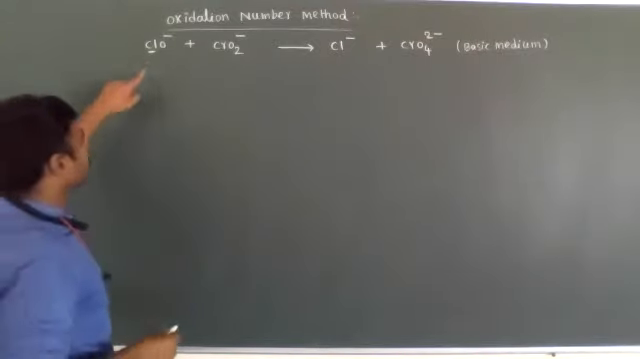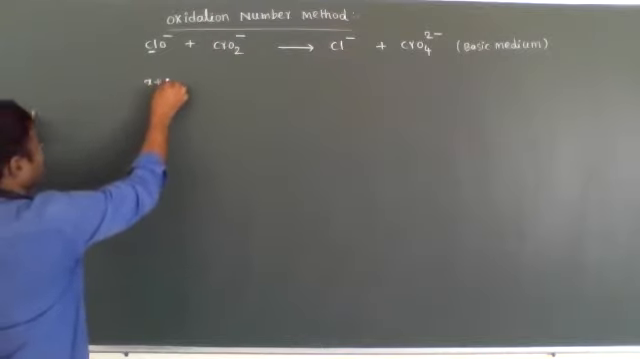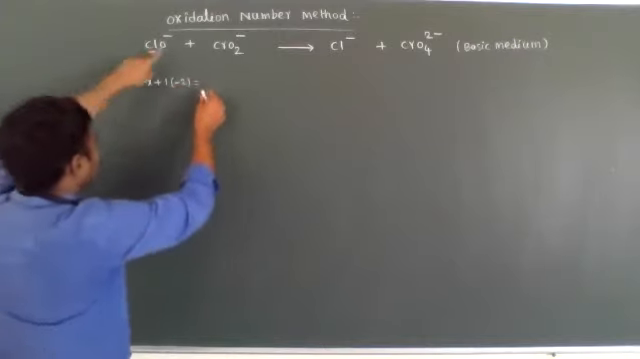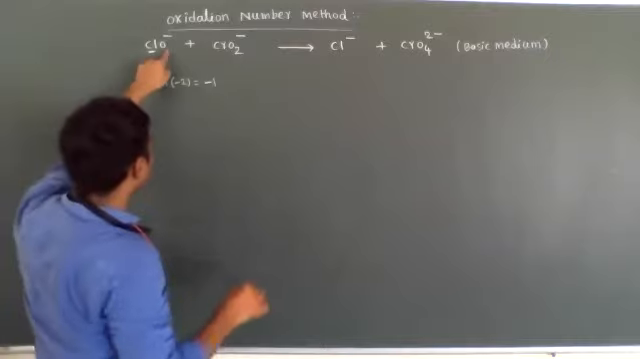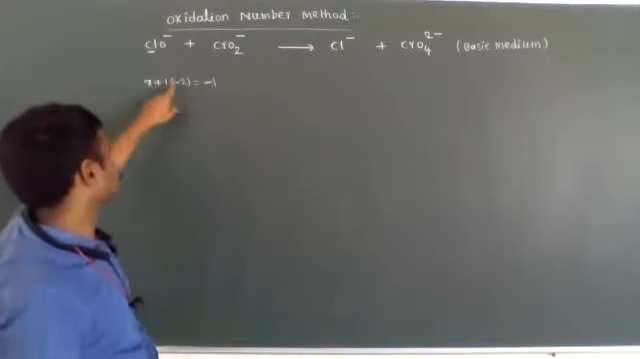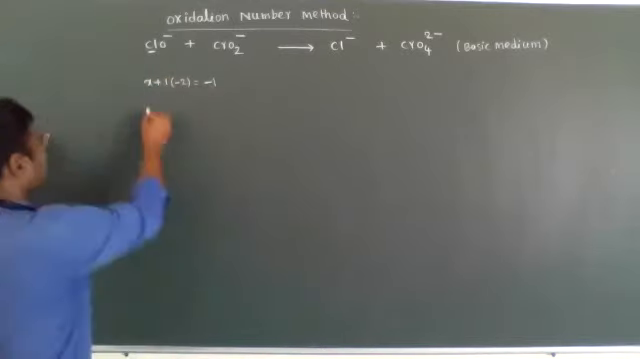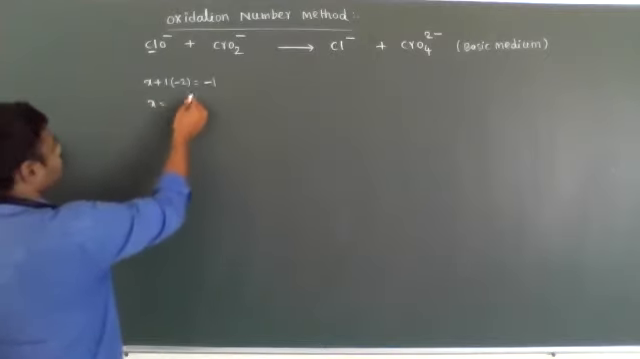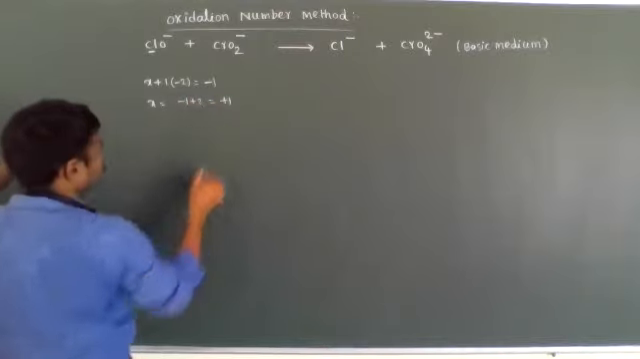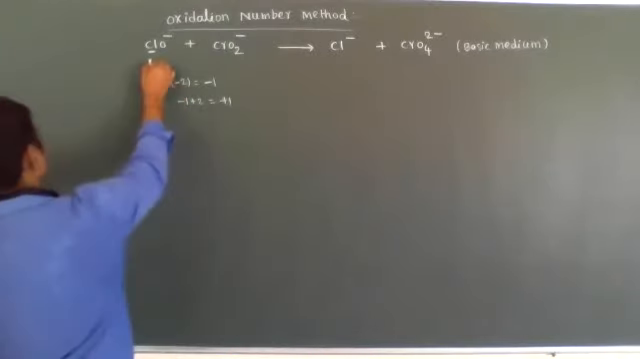Chlorine in ClO minus, their chlorine oxidation number we want. Let it be X, plus one oxygen atom is present, its oxidation number is -2, equal to -1, because ClO minus means the charge on ClO is -1. The sum of the oxidation states of all atoms is equal to -1. Then X is equal to -1 plus 2, which is +1. So the oxidation state of chlorine in ClO minus is +1.